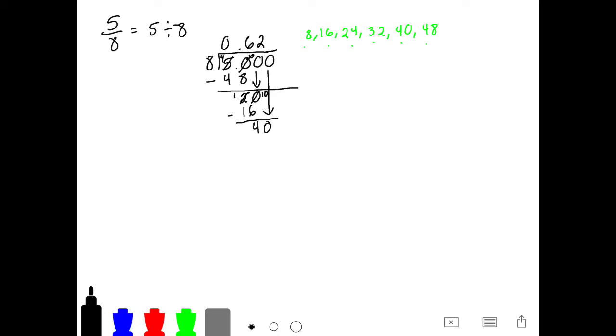And then you bring down a 0. 8 goes into 40. Let's see, 1, 2, 3, 4, 5. 5 times, so 8 times 5 is 40. 40 minus 40 is 0. So now your final answer is 0.625.